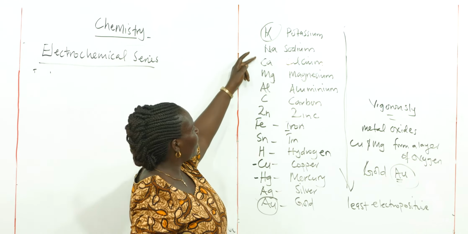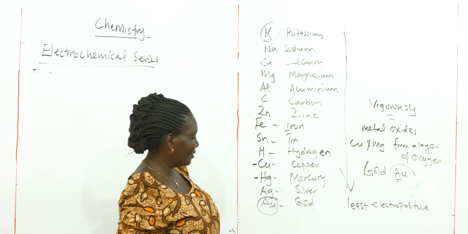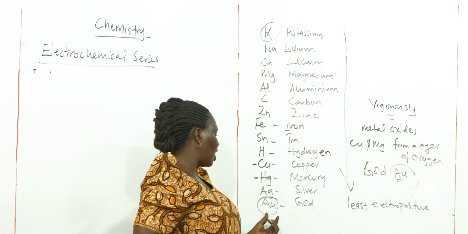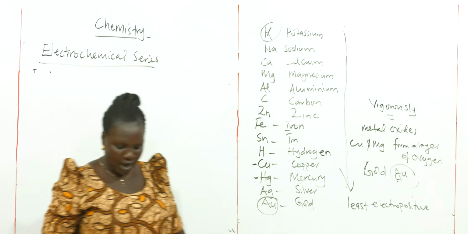Sodium can displace calcium, magnesium, and the rest of the metals. But the metals below cannot replace the metals up in their reactions.